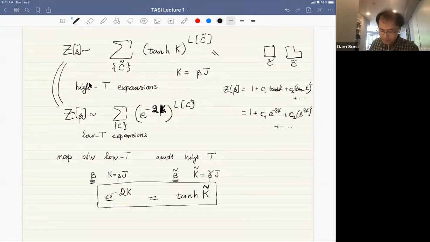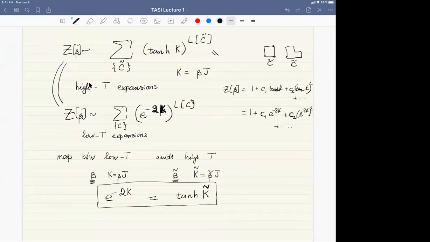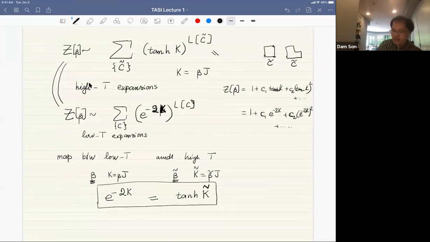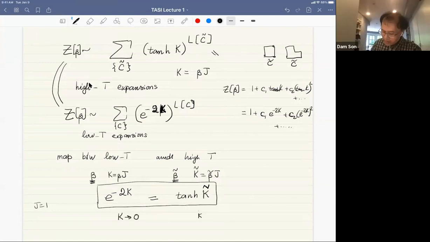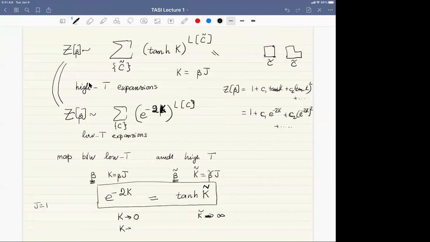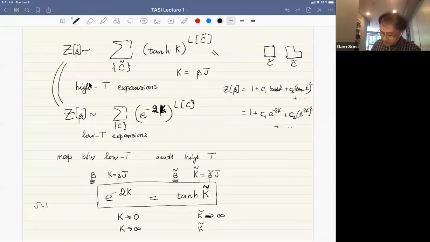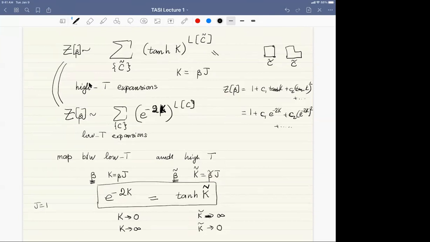Ah, so they are not inverses. Let's think about k and k tilde as just beta and beta tilde. Let's assume you can set J equal to 1 and think about k and k tilde as inverse temperature. Here you see, if k goes to 0, k tilde has to go to infinity, because the tangent function goes to 0 when its argument goes to 0. And if k goes to infinity, the exponent goes to 0, so k tilde goes to 0. But as you see from this equation, they are not just inverses.